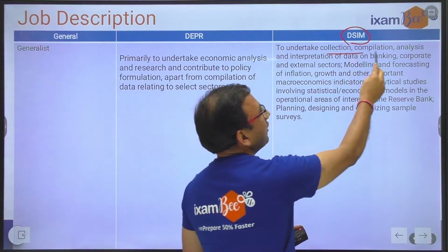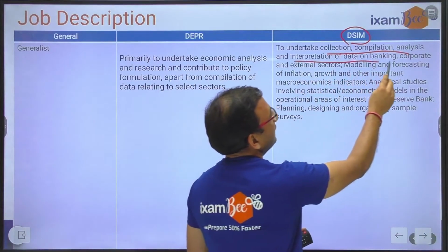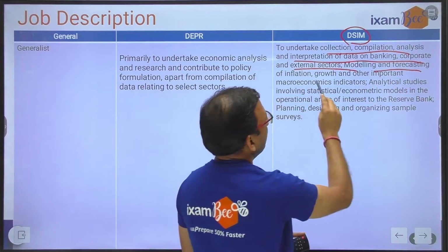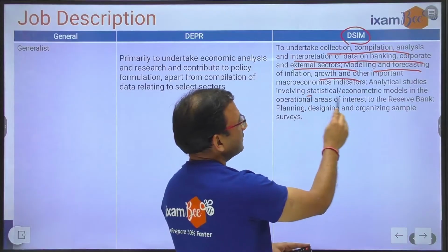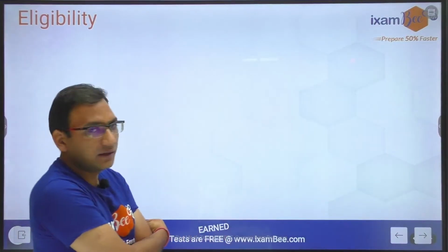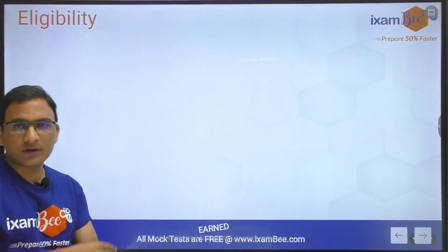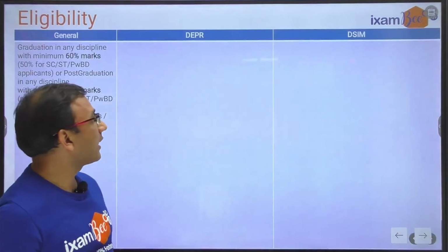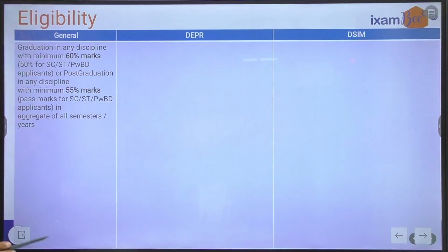So collection, compilation, analysis and interpretation of the data on banking, corporate and external sectors. Here: modeling, forecasting, analytical studies. So all this will come in DSIM. You can understand, being a statistics postgraduate, what kind of expertise you have. Now understand this well, whether you are eligible.